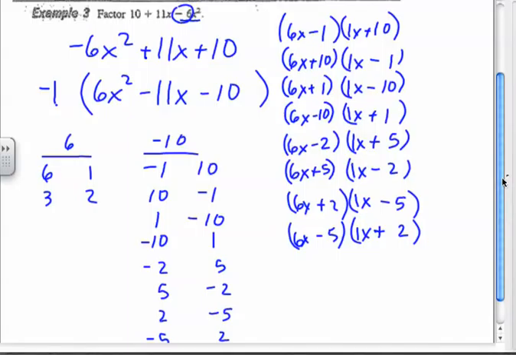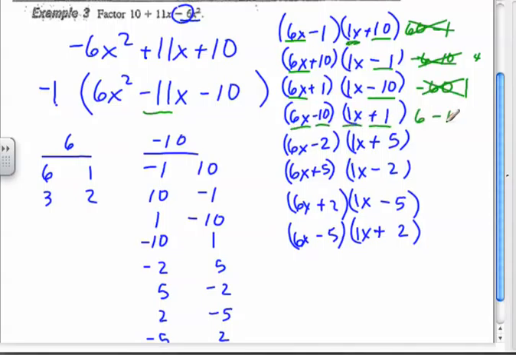Okay, so that gives me 60 and -1. I know that's not right. Outsides give me -6 and 10, and that's going to give me 4. That's not right. Okay, I'm looking for -11. My outsides give me -60, and my inside gives us 1, so I know that's not right. Okay, the outsides give us 6, and the insides give us -10. That's -4. That's not right. Outsides give us 30, insides give us -2. That's 28. That's not right.